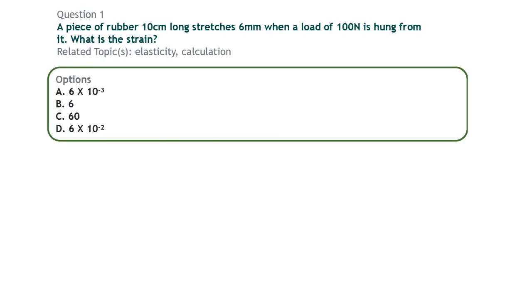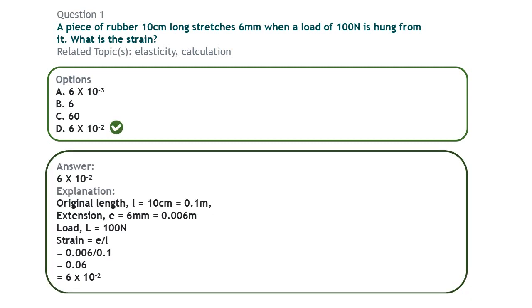Our first question here is on elasticity. A piece of rubber 10 centimeter long stretches 6 millimeter when a load of 100 Newton is hung from it. What is the strain? Okay, the strain is given as the extension over the original length.